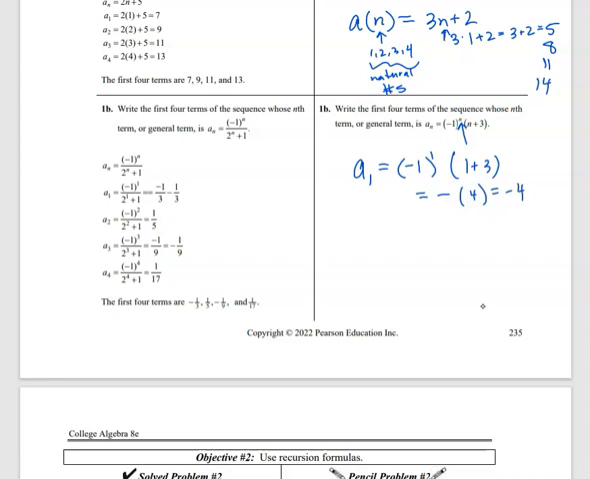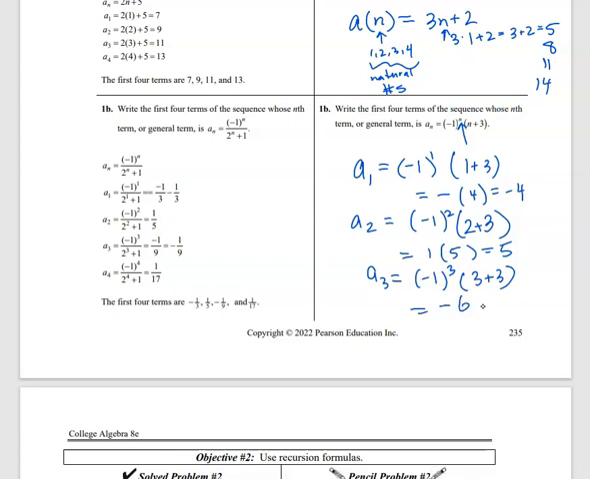That's a sub 1. But then let's see what happens on a sub 2, because that's going to be -1 squared. Now n is a 2, times 2 plus 3, so this is going to be 5. But whenever you square -1, that's just +1. So it's just 1 times 5, which is 5. So the sign switches from negative to positive. And then on a sub 3, -1 cubed is negative again. That's -1 times 3 plus 3, so we're going to get -6.